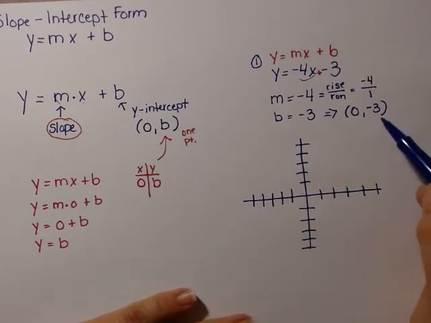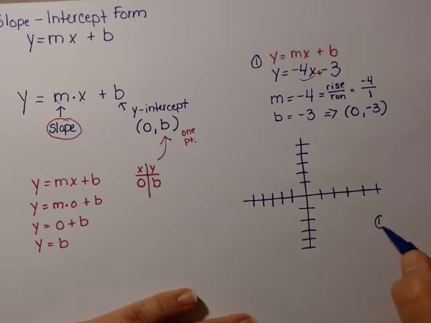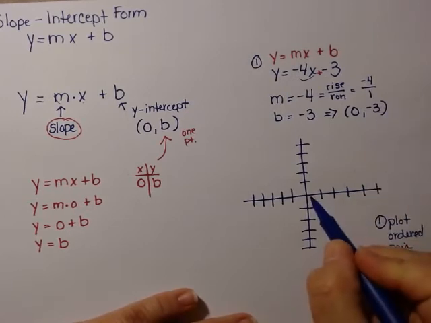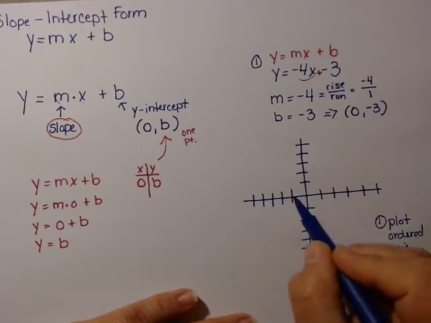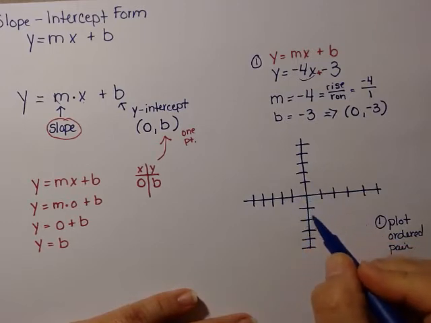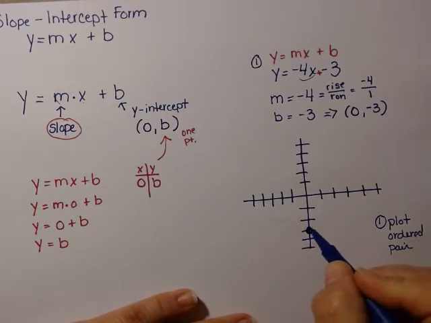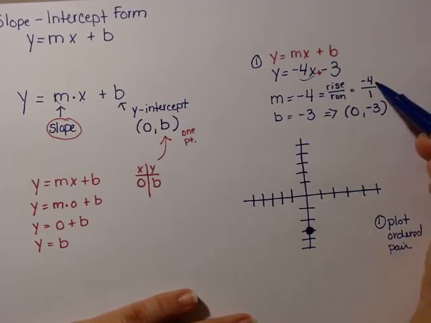In order to graph this, you need to, 1, plot your ordered pair. Okay, this is 0, negative 3. So x is 0, so we're not going to go left or right any. And y is negative 3, so we're going to go down here. And there's b. Your rise is negative 4 over a positive 1.